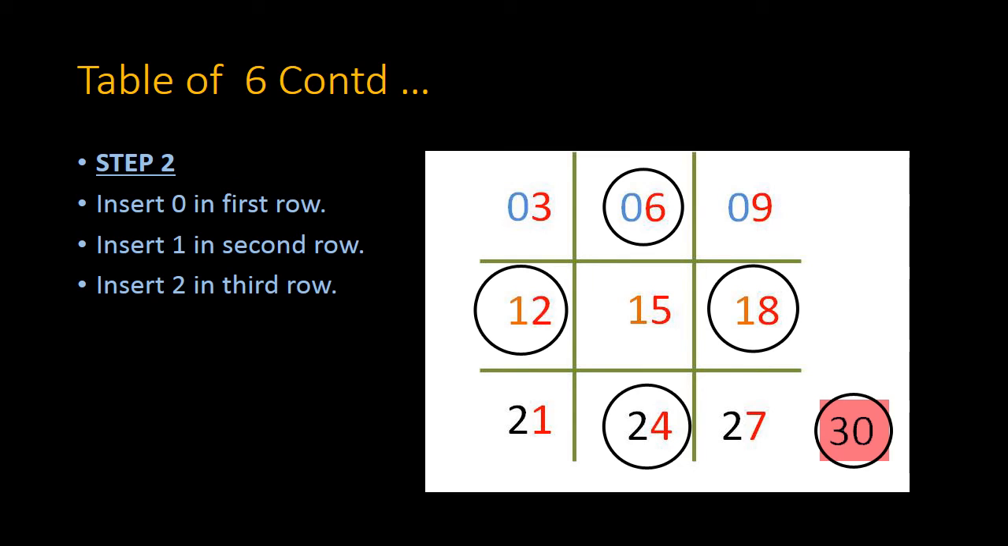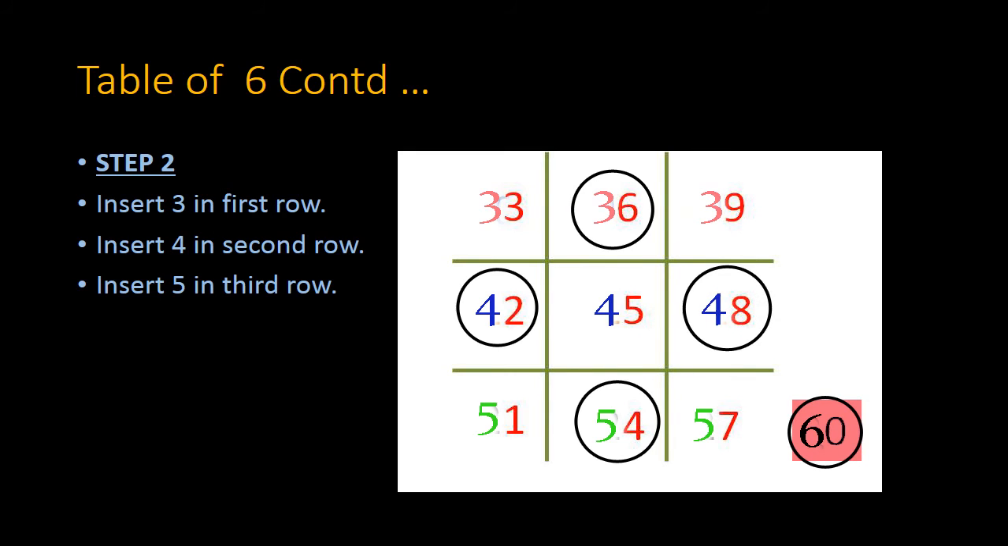Now in this case what we do is we mark the middle column of the first row, the corner columns of the middle row and again the middle column of the last row. So if you notice, we have a table of 6 till 6 times 5. Now from 6 times 6 to 6 times 10, we place our numbers in a similar manner. First row we insert 3, second row we insert 4, last row we insert 5 and then mark it in a similar manner. And here we have 6 times 10. So you can continue. It's one of the easiest methods that I found to learn the 3 and 6 tables.